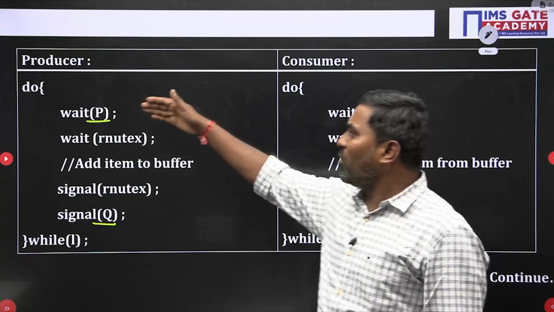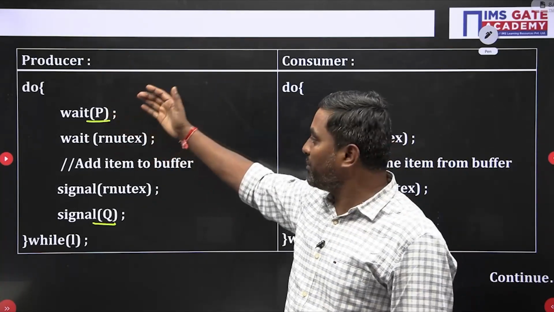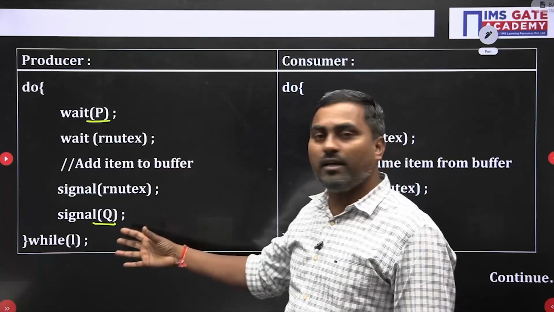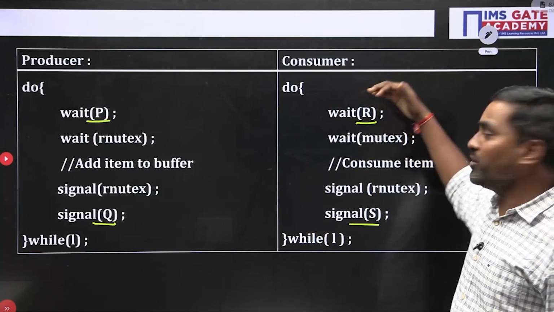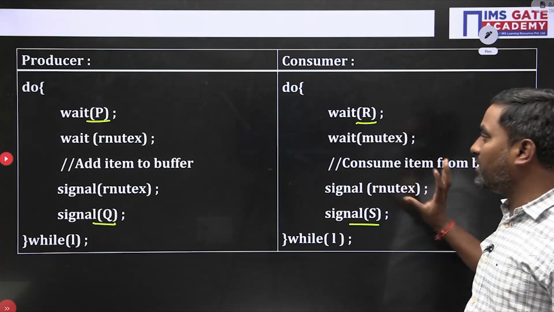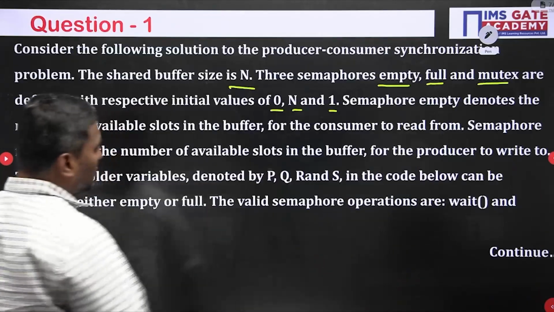So in the producer code, it might produce something, you perform the wait operation P and wait operation on mutex, add the information to the buffer and signal it and wake up. Then the consumer also, before consuming, you perform the semaphore operation on this one, consume the item and signal it. This is the code. So now, what is the essential thing you should understand here?